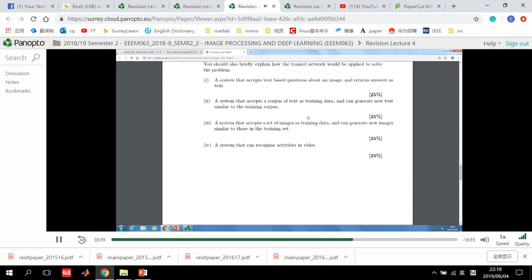So the answer to that is basically just an LSTM. Part 3. A system that accepts a set of images as training data and can generate new images similar to those in the training set. What sort of network would do that? It's trained on images and it can hallucinate new images. GAN, thank you.